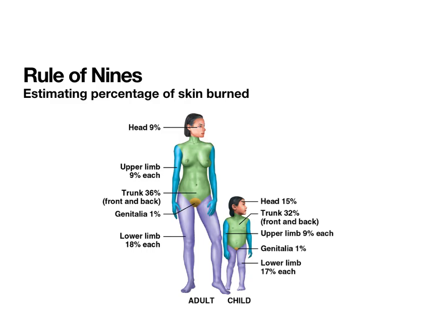So if you take the adult body, you can divide everything by 9, and you get those different sections of the body. So the head itself is 9% of our body. Each upper limb, which would be front and back, is 9% of our body. So the left arm is 9%, the right arm is 9%, which includes the area from the shoulder down to our fingertips. Our trunk is 36%, that would be front and back. So 36 divided by 9 is 4.